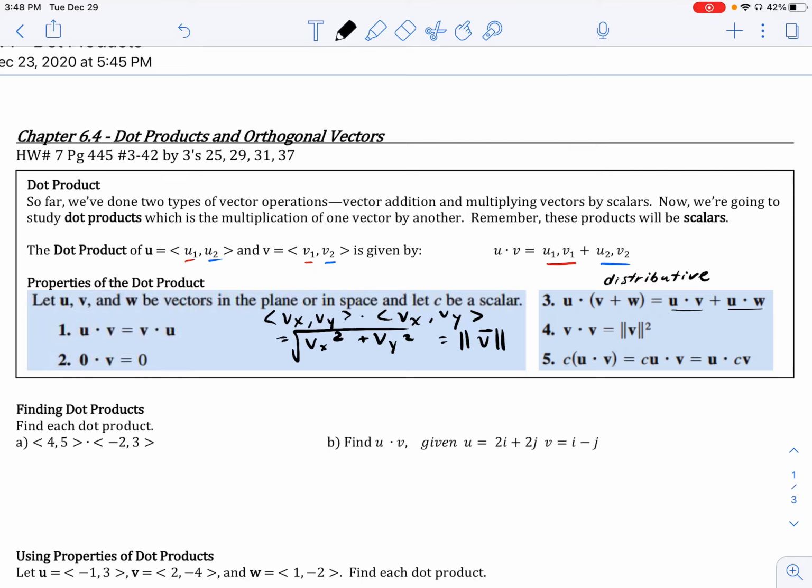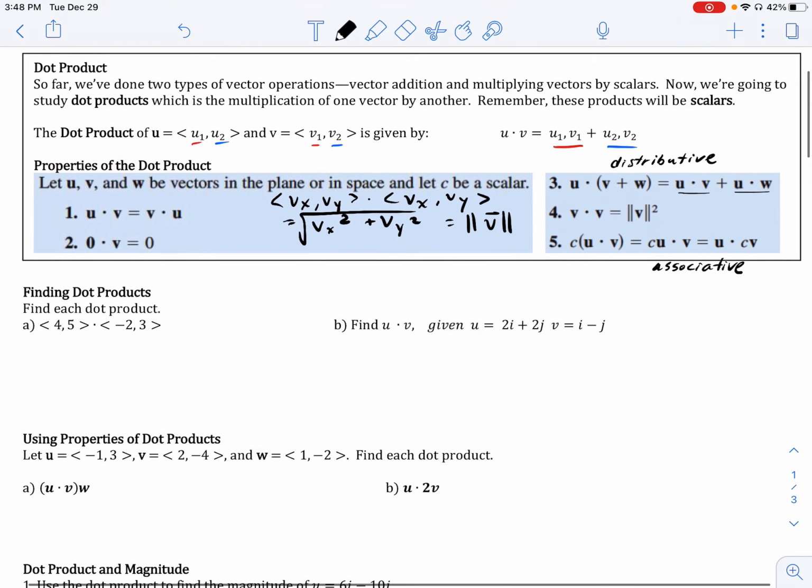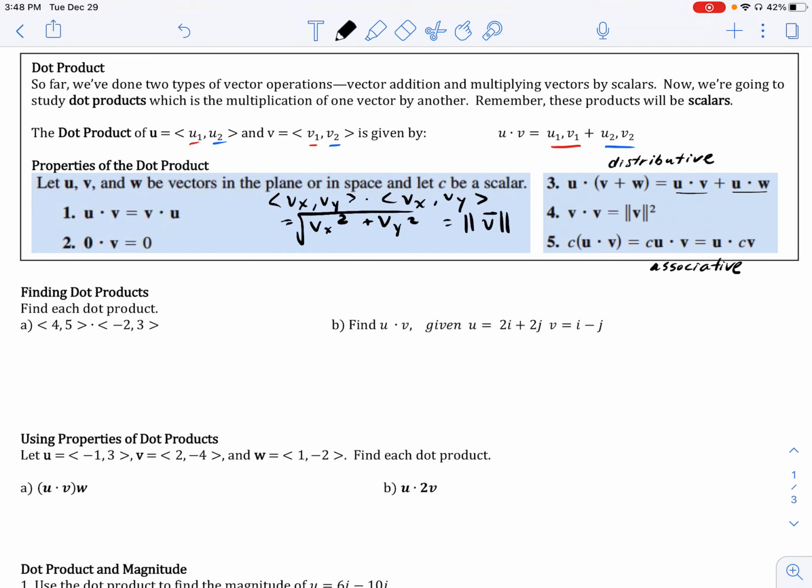Finally, for number 5, that property simply says if you find the dot product of two vectors and multiply that dot product by some scalar c, that's equivalent to doing c times some vector u and finding the dot product of that with some other vector v. Again, you can think about this a little bit like the associative property. Don't worry too much about these properties. I think a lot of them come up pretty organically and intuitively as you work through them.